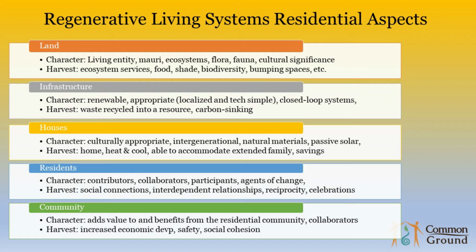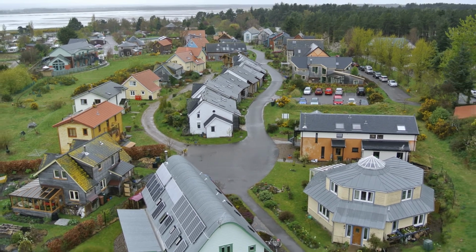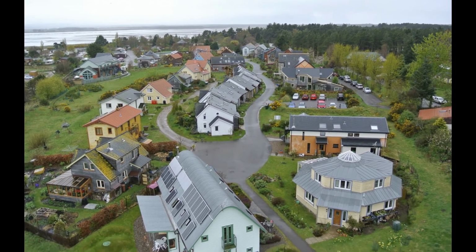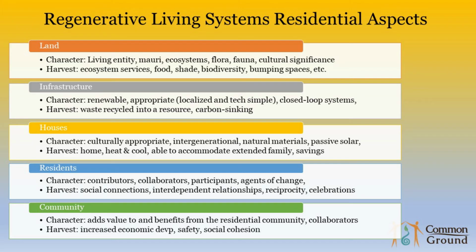The houses on this regenerative housing development, the character of these houses are that they are culturally appropriate. They allow for intergenerational expansion, and they would be made out of natural materials and use passive solar technologies. The harvest from such a home would be, of course, to have a home to live in, to be able to accommodate extended family, to be able to save money, to be able to heat and cool oneself, and of course having many other things happening inside that home.